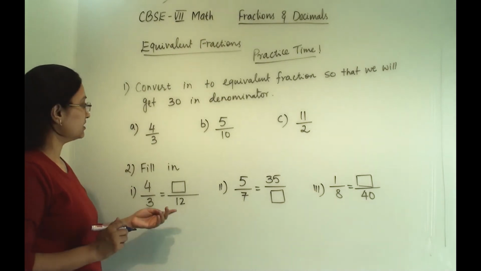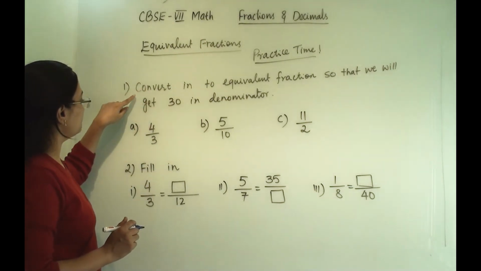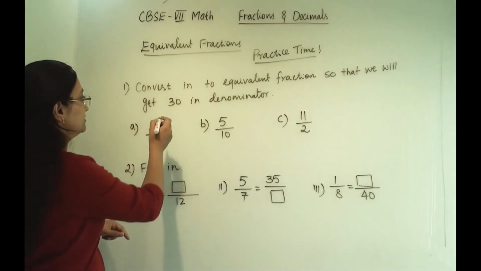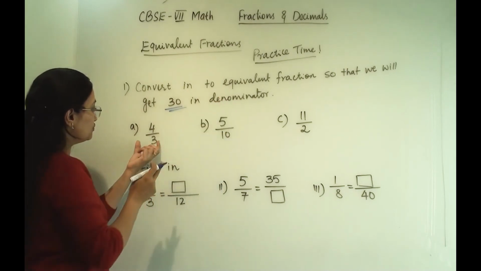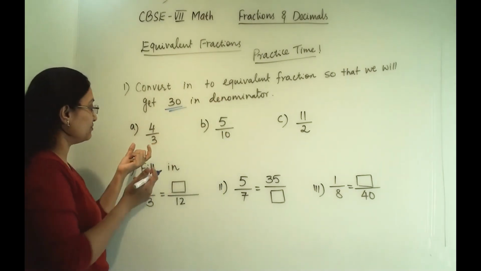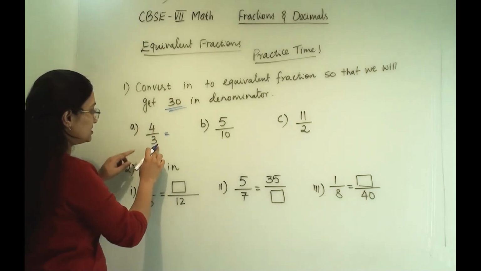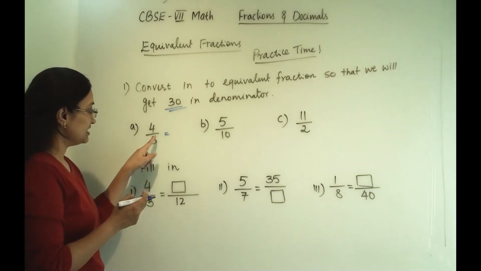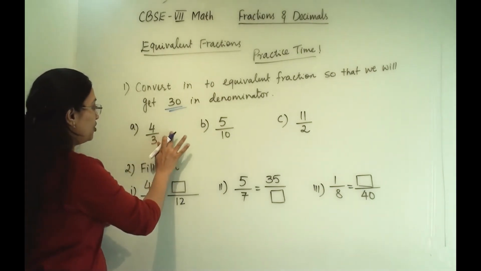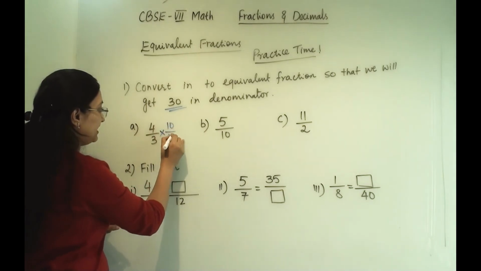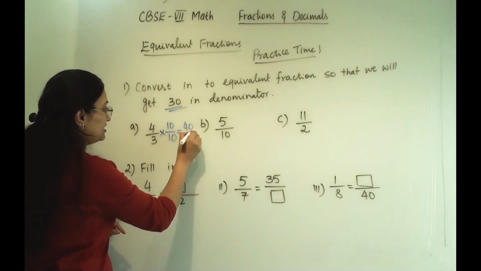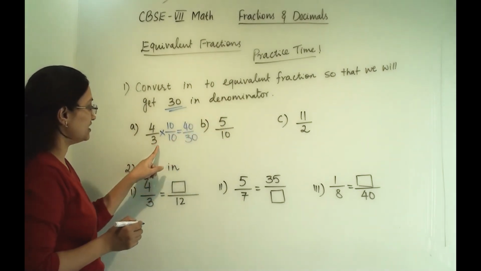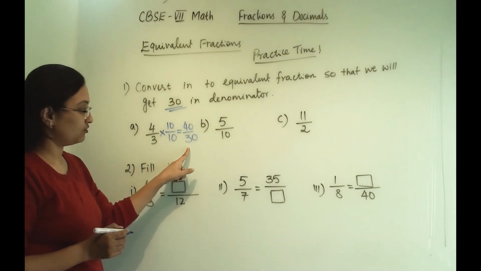Let us solve some numericals so the concept will be clear. First is convert into equivalent fraction so that we will get 30 in denominator. So this fraction we have to convert such that we get 30 in denominator. How will we get 30 in denominator? When we multiply this 3 with 10. So above and below we will multiply with 10. So it is 40 divided by 30. Then only we will get 30 in denominator.